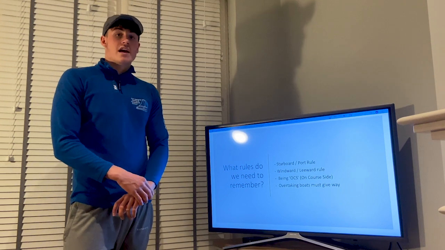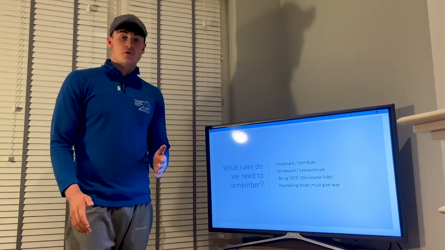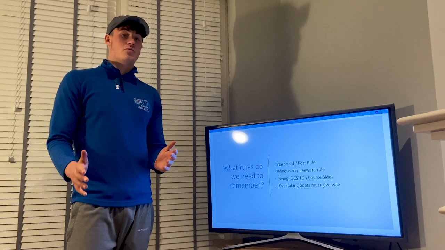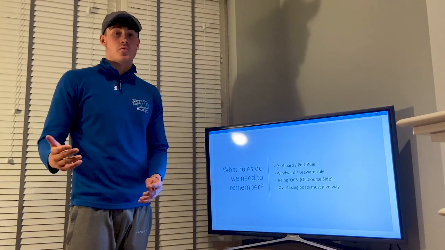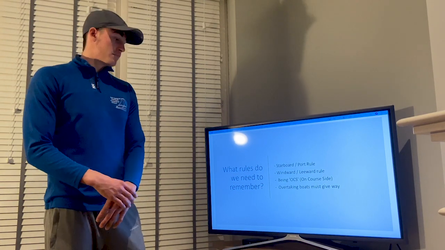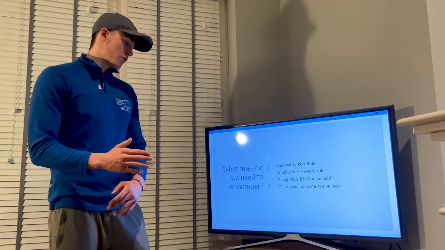So how do we know? If your sail and your boom is on the left side of your boat, you're said to be on a starboard tack. And if your sail and boom is on the right side of your boat, you're on a port tack. So then again, a boat sailing on starboard has right of way over a boat on port.